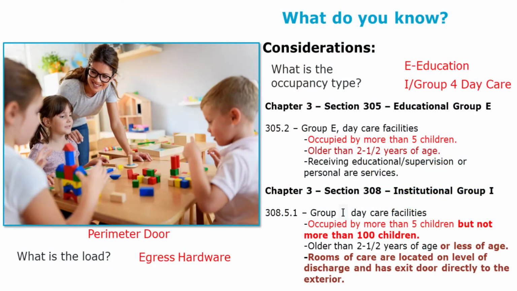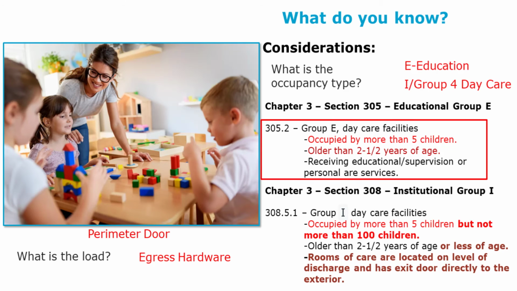And to have an educational group E, we're looking at, one, the number of children who may be involved, 5 or more, and also more particular, their age in which the children are allowed to come within that facility. When we're working with an educational group daycare type of facility, we're dealing with children who are 2.5 years of age and older.